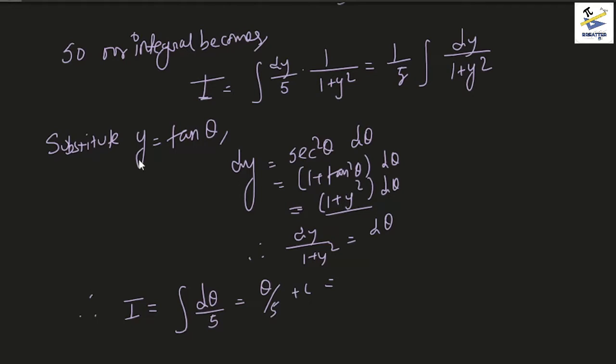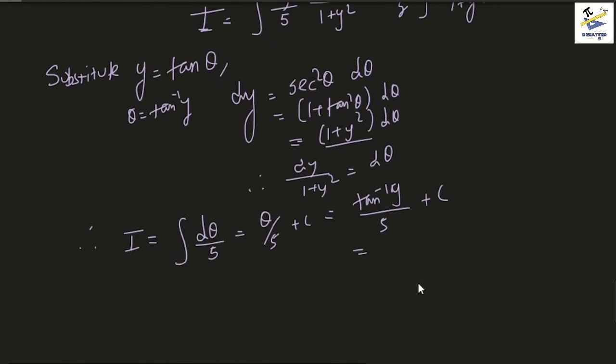But theta, as you know, if y is tan theta, then theta would be tan inverse y. Then the answer would be tan inverse y by 5 plus c. But we also need to put back the value of y, which we substituted as x to the power 5. So the answer would be tan inverse of x to the power 5, whole divided by 5 plus c, which is our answer, right? Okay, so this is one problem, and let us do another one.